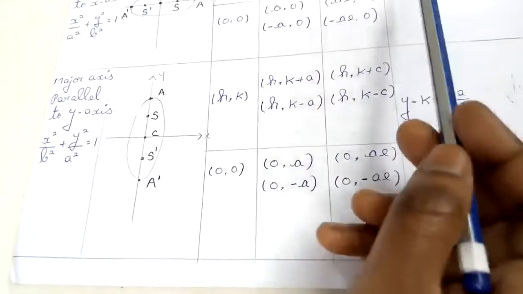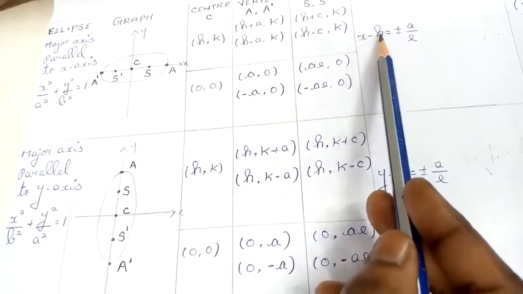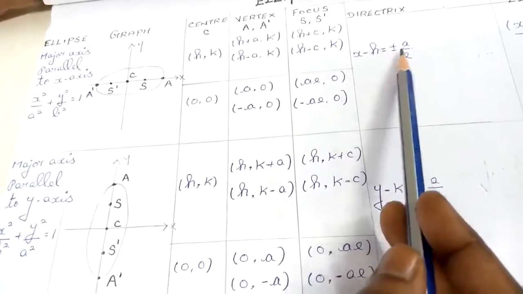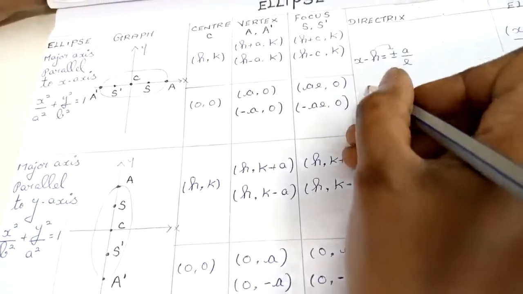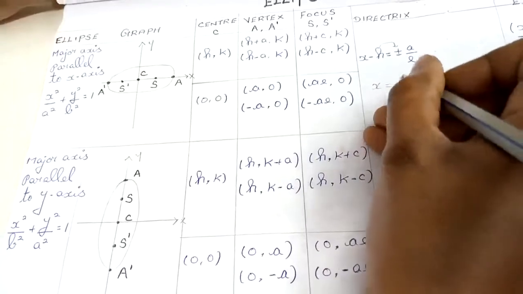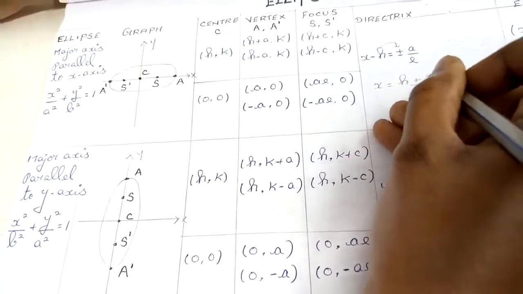Directrix, parallel to x-axis means x minus h is equal to plus or minus a by e, or sometimes this can also be written as x is equal to h plus or minus a by e.